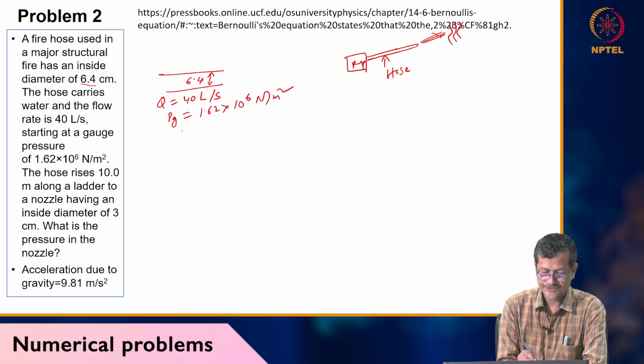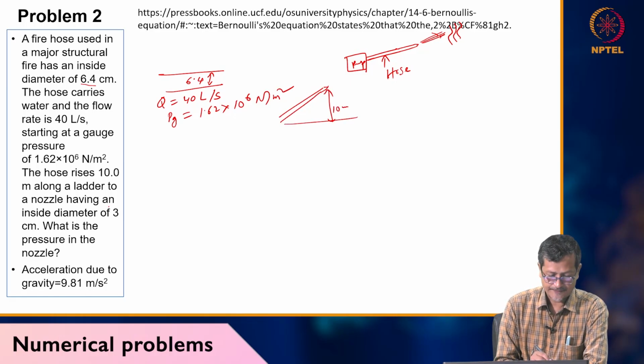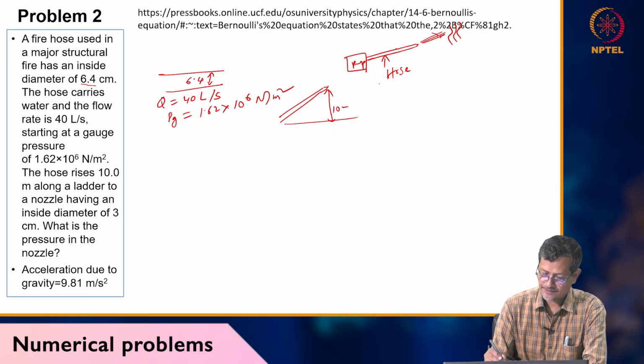The hose rises 10 meter. So the hose actually will be slanted. Okay, then the nozzle is there. So the hose rises 10 meter, this is 10 meter along the ladder. Okay, then the nozzle inside diameter. So the nozzle will be like this. So this nozzle diameter is given 3 centimeter. Okay, then it is going to the hose.